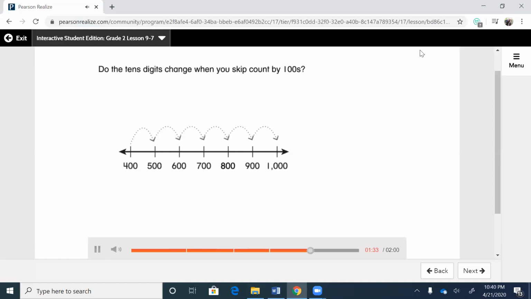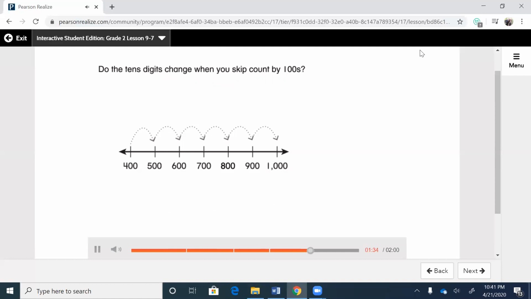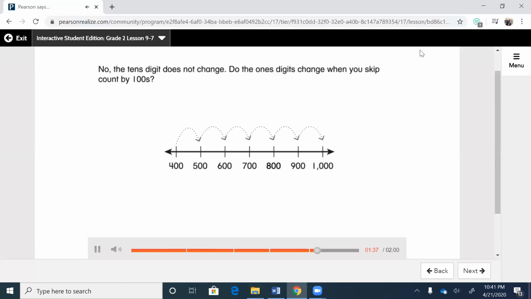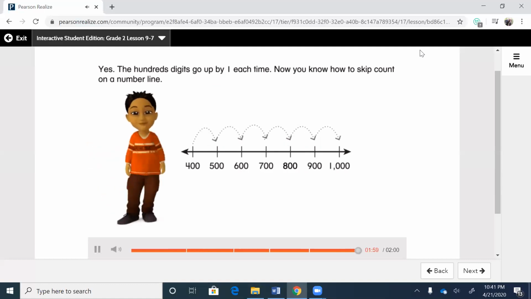Do the tens digits change? Well, let's look. I see the tens digit, remember, is in the middle. We see all zeros. It's not changing. Do the ones digits change? Take a look. No. Do the hundreds change? Yes. The hundreds digit goes up by 1 each time. Now you know how to skip count on a number line.